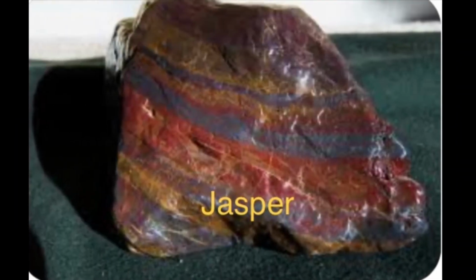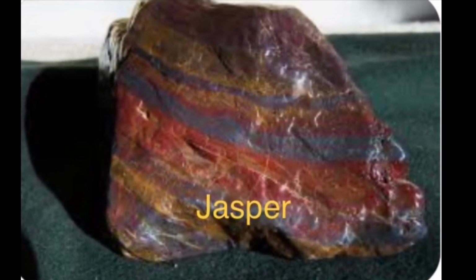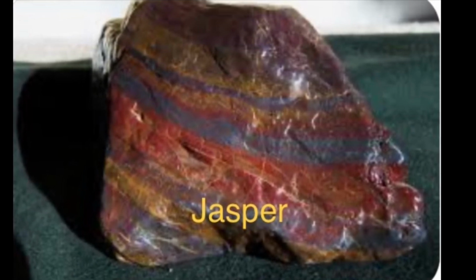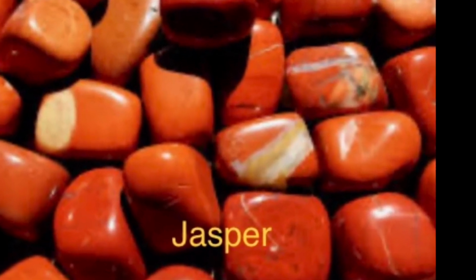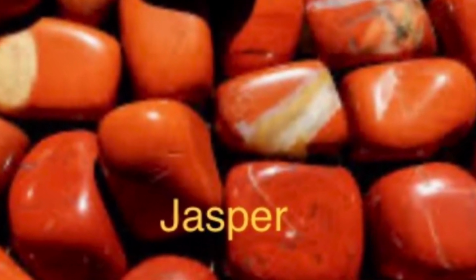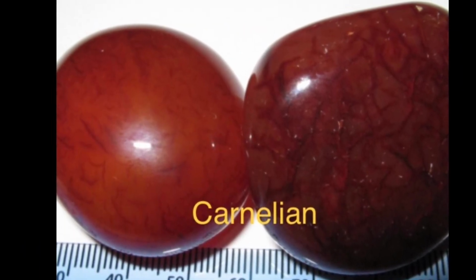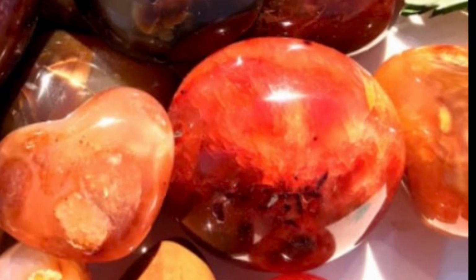Now for jasper. Jasper is a form of chalcedony that is a mixture of macrocrystalline quartz and that special kind of quartz called moganite. Iron compounds give the colors to jasper. Carnelian is a reddish-brown variety of chalcedony, and once again, iron is responsible for the colors.